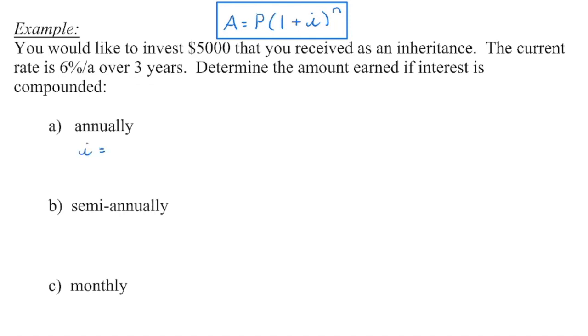If we're compounding annually, that means once a year. This is the only time where the interest rate is going to be the same. If we take 6% and that occurs once a year, then 6% divided by 1 is still 6%. We need to put that into a decimal, so we're going to divide by 100, and that is the value of I. The value of N: we are compounding one time a year, and we're going to invest for 3 years. So the number of compounding periods we have is going to be 3.